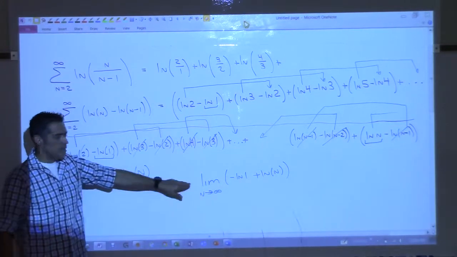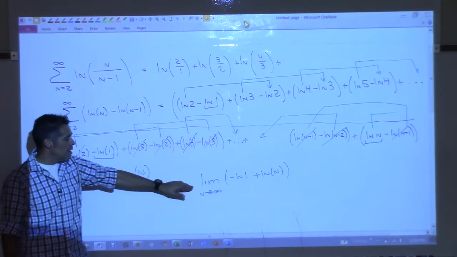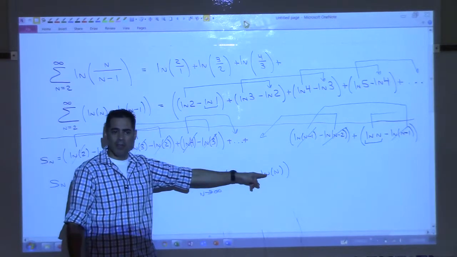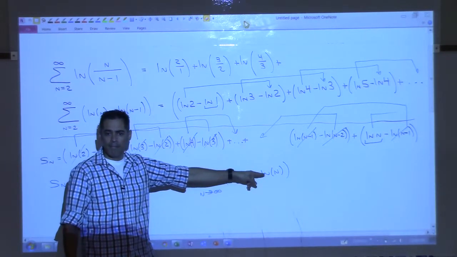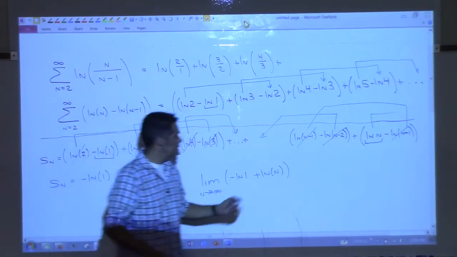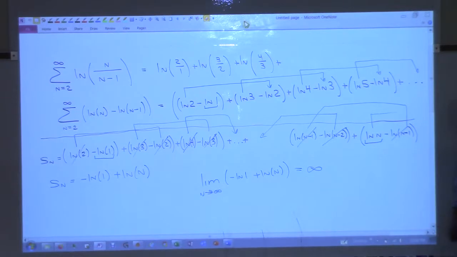So this is our sum right here. This is the limit we need to take. Natural log of 1 is 0, so that's just 0. But what's the limit as n goes to infinity of that? It's infinity, which means this series diverges.